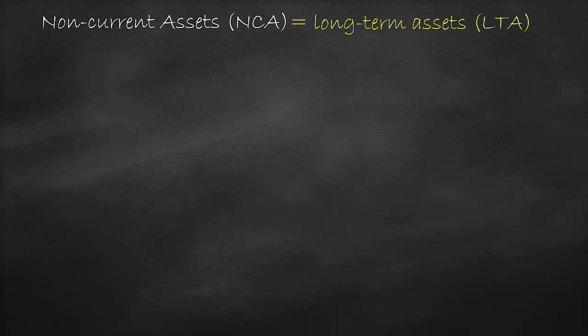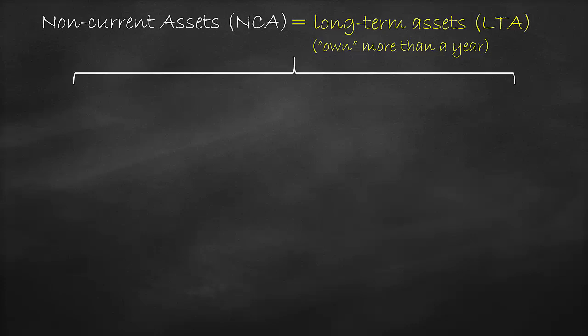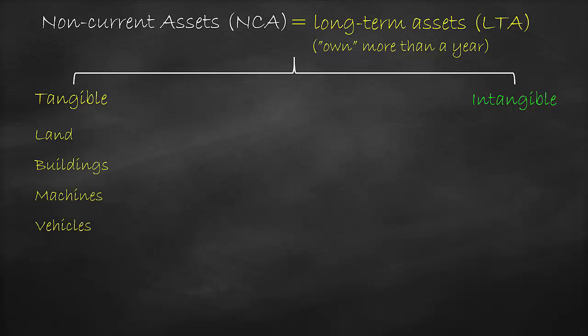Now on to non-current assets. Non-current assets refer to long-term assets which are owned by the firm for a maturity of more than a year. Non-current assets can be divided into two categories: tangible assets, which are physical assets, and intangible assets, which are not physical. Examples of tangible assets include things such as land, buildings, machines, vehicles, furniture, and computers.